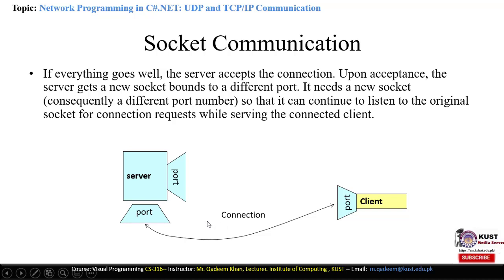In socket communication, the server accepts the connection, and they communicate using two different ports here. So the server gets a new socket bound to a different port. Socket communication requires a new socket, and consequently a different port number, so that the server may continue to listen to the original socket for communication requests while serving the client. So there will be two different ports here. The server will communicate with the client using that particular port.